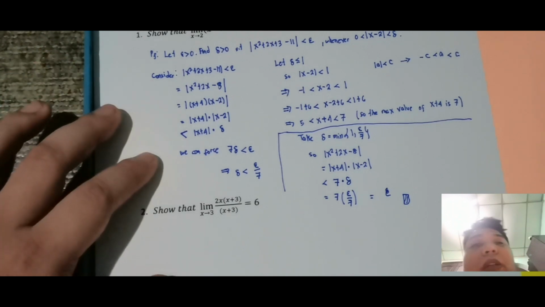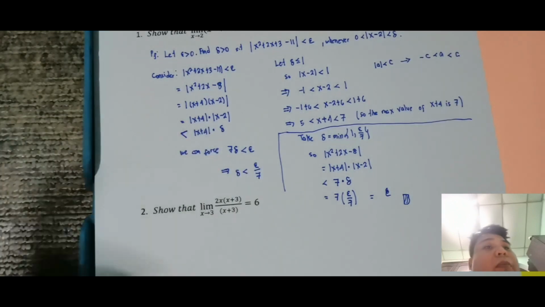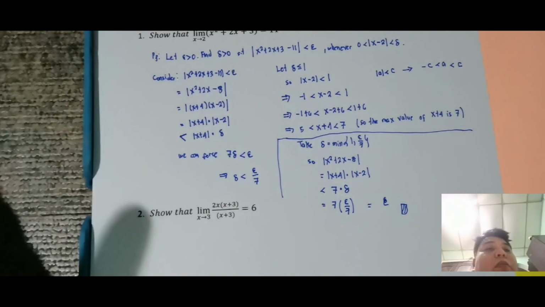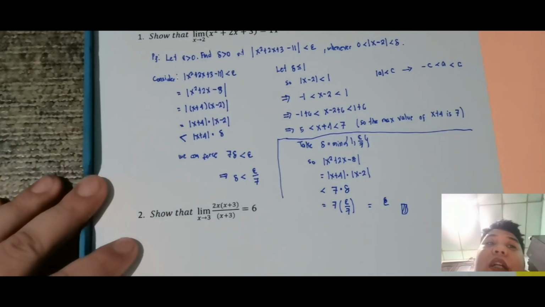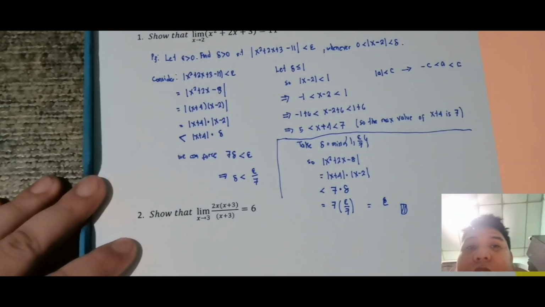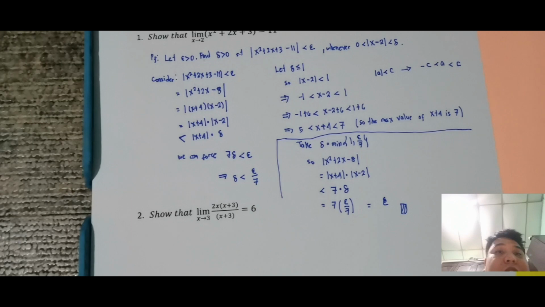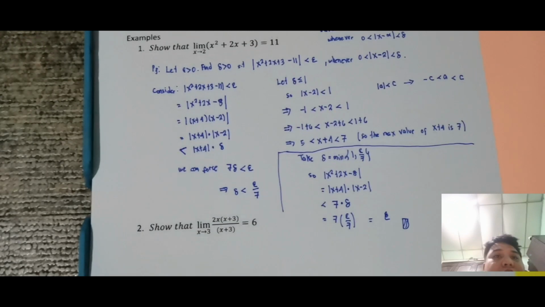So, ginawa ko, take delta to be the minimum between yung 1 and yung nahanap kong delta. Then, yung nakuha kong x squared plus 2x minus 8, that is x plus 4 times x minus 2. X minus 2 is less than delta. Then x plus 4 is less than 7, and that is less than 7 times epsilon over 7, which is equal sa epsilon, kasi makakancel yun. Okay, so yan yung magiging checking sa dulo niyan. Tandaan yung part na yan. Ito yung process pag x squared, meaning pag quadratic. So, tandaan mo, ito yung magiging process pag quadratic.